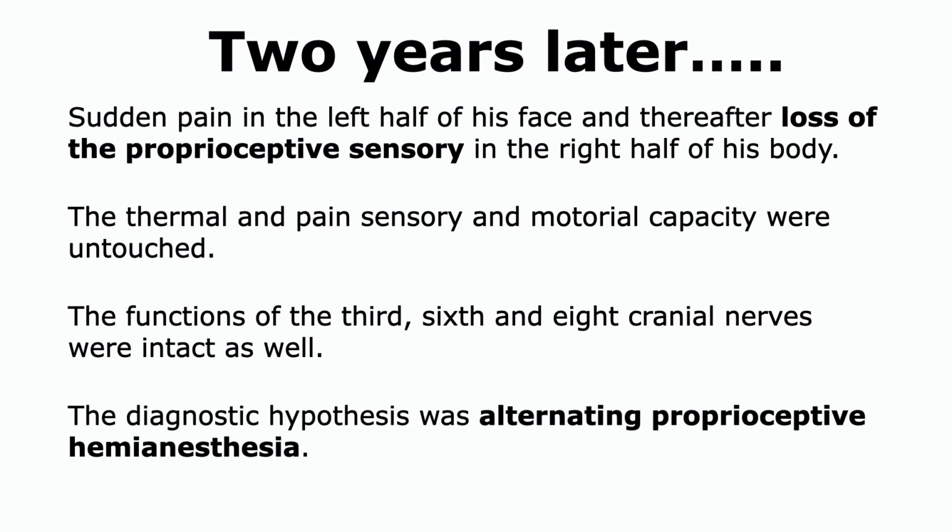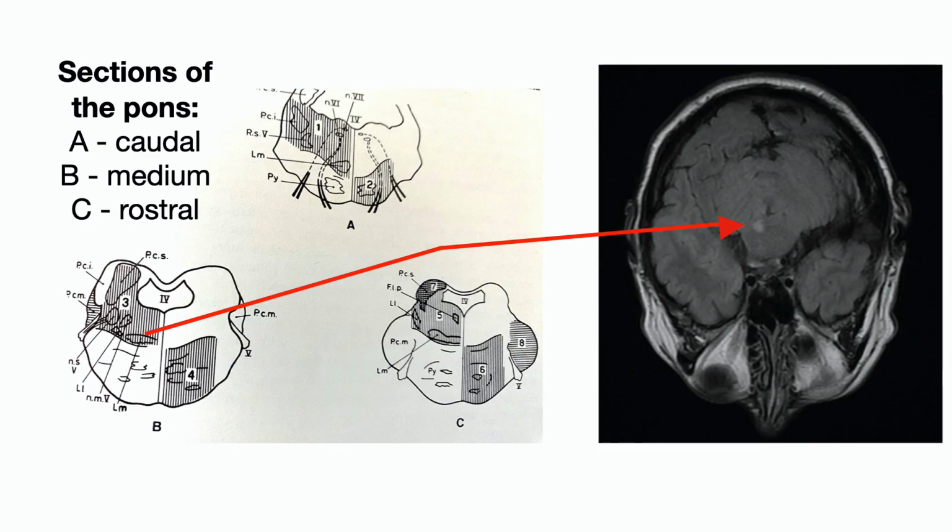The diagnostic hypothesis was alternating proprioceptive hemianesthesia. Through a magnetic resonance imaging test, the cause of the proprioceptive hemianesthesia was found to be infarction of the left contralateral dorsal column medial lemniscus pathway. The left half-face temporary pain was supposedly due to ischemic lesion of the left 5th cranial nerve. The recovery of such anesthesia was slow and incomplete.